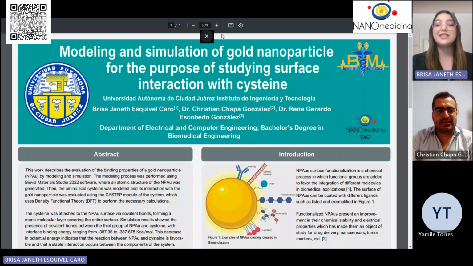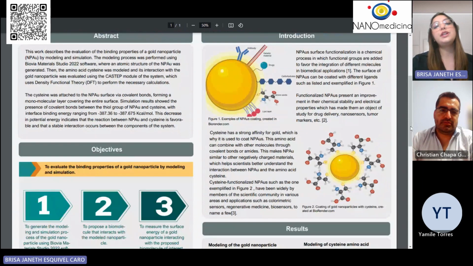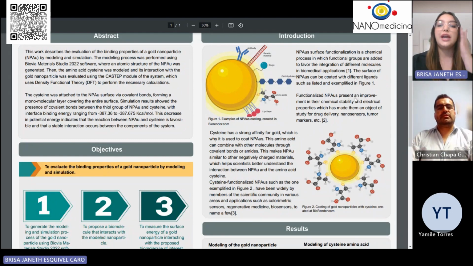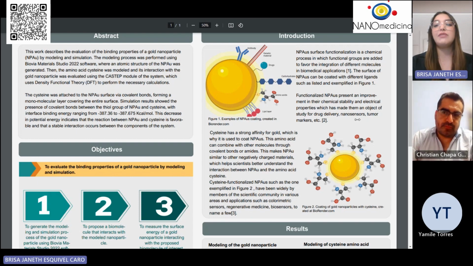My name is Caro, and I will present the project titled Modeling and Simulation of Gold Nanoparticle for the purpose of studying surface interaction with cysteine. In recent years, nanomaterials have been widely used for a variety of applications in material science, computer science, medicine, and engineering, among others. And gold nanoparticles have been extensively employed in nanotechnological applications, especially in biomedicine, cosmetics, and pharmaceuticals.